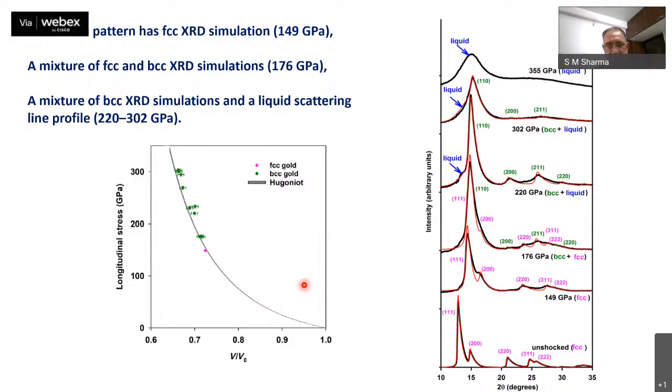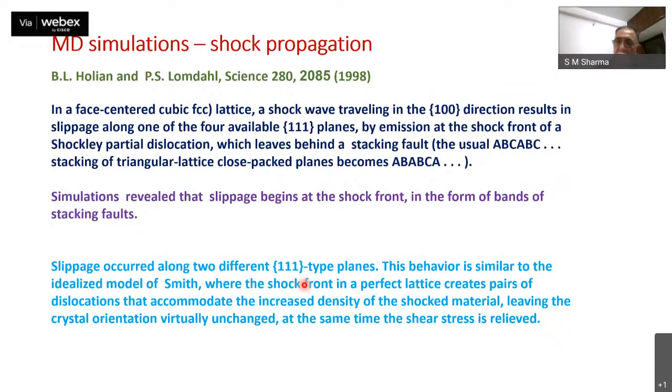is that the gold melts. The gold melts somewhere close to 220 GPa, unlike some people who claimed that it may melt at 100 GPa. There are other issues in gold, and I'll come back to that.